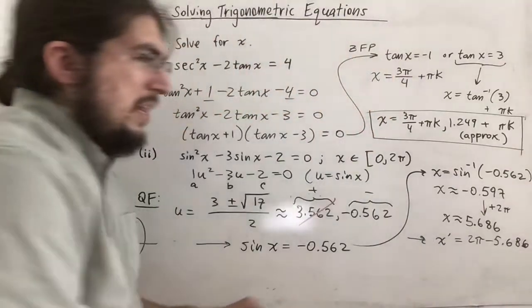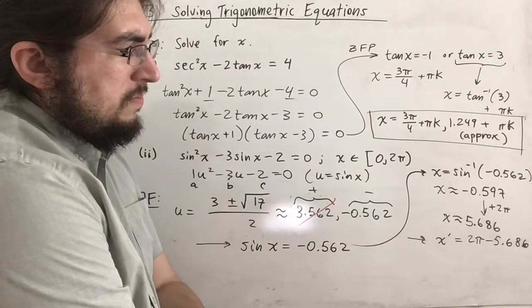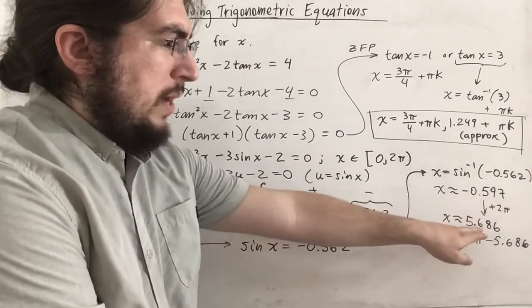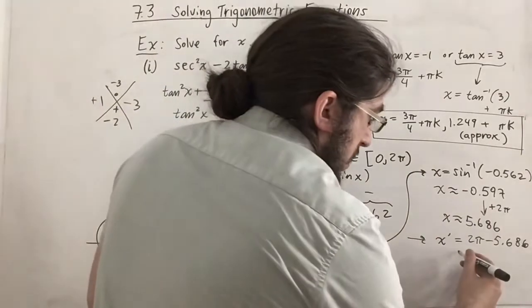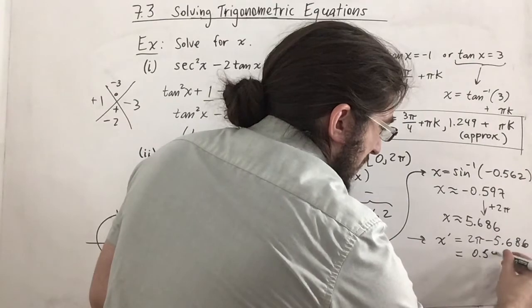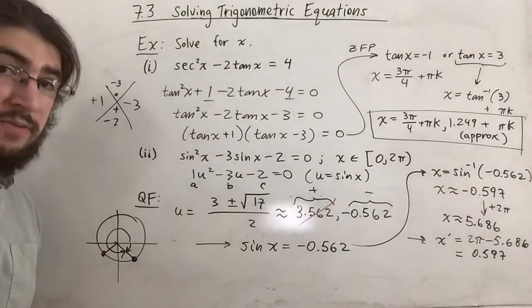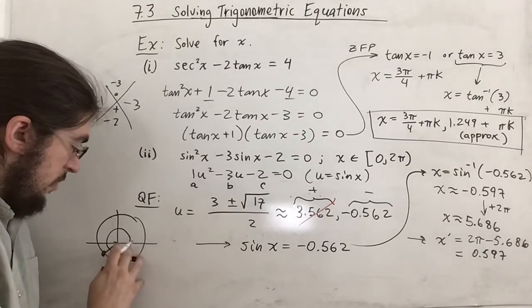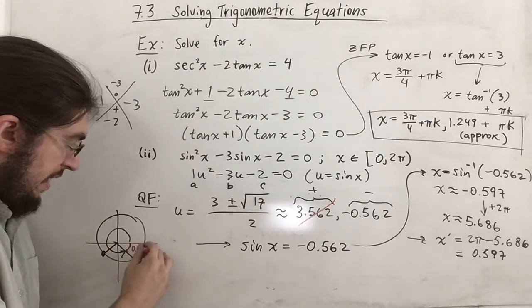So in reality, what we end up getting is just the difference between 2 pi and that, which is really just the number we got previously, but positive now. So actually, x prime is positive 0.597. So the reference angle here, let me show you in a different color. This reference angle, theta prime, is 0.597.